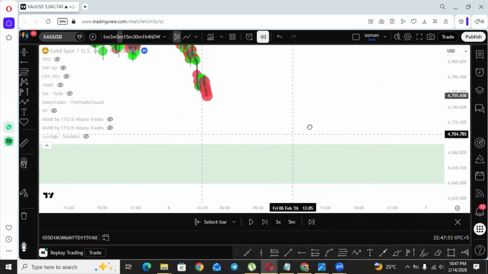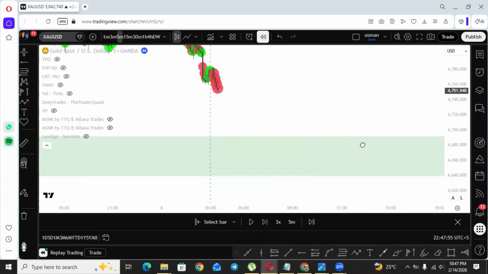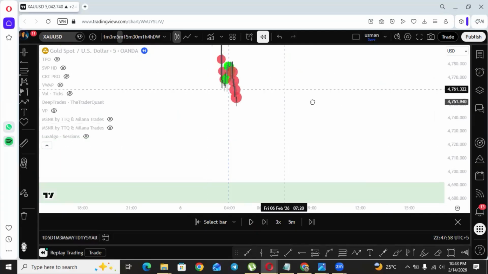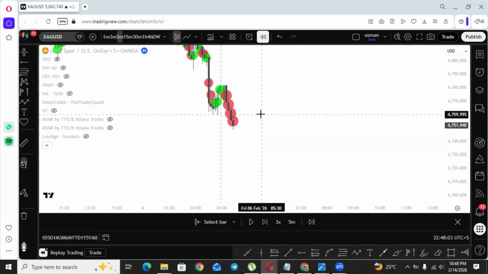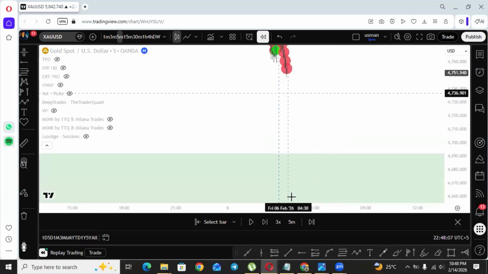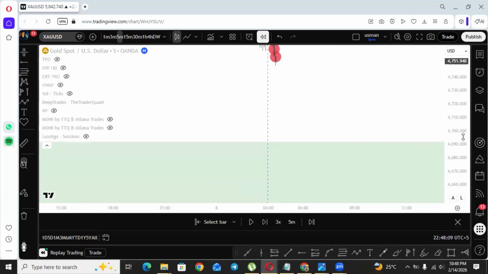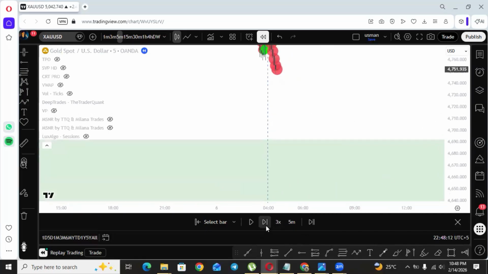The market is coming towards our area with full aggression. Buyers tried to push the market up at this level, but sellers again absorbed them and came with a good aggression. So let's play it.